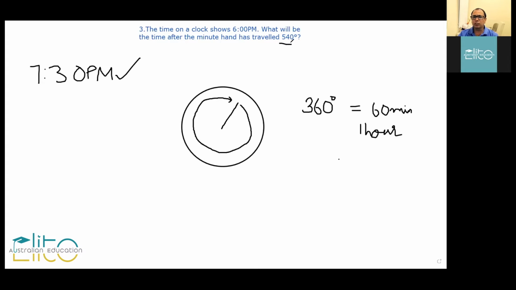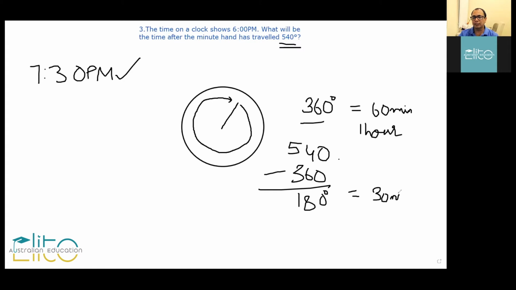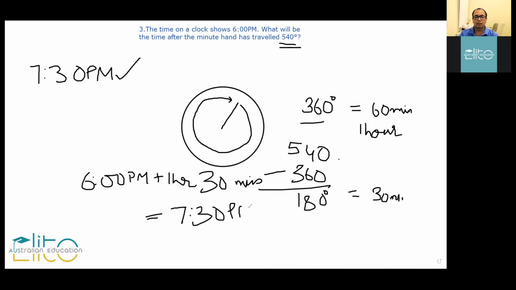Now what we had to do was find 540 degrees. So we do 540 minus 360, which is another 180 degrees. 180 is exactly half of 360, which means we have traveled another 30 minutes. So to 6 p.m. we add 1 hour, 30 minutes, or 7:30 p.m.